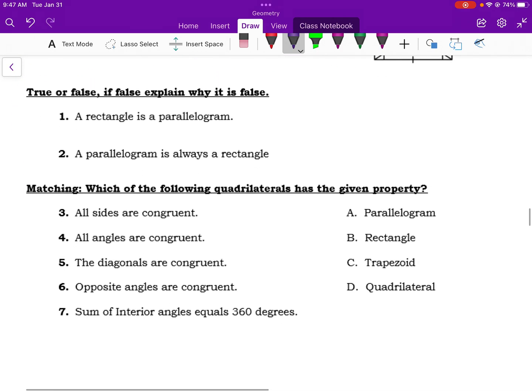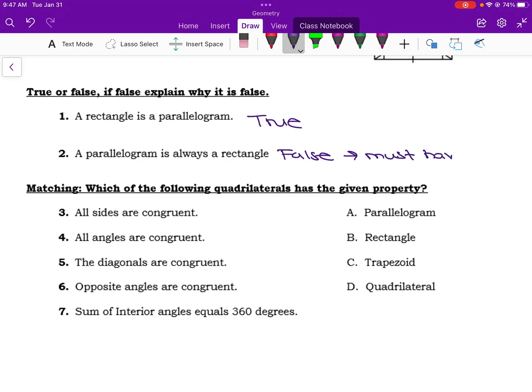Okay. So getting to just logic here. Rectangle is a parallelogram. We said true. By definition, it is literally falling under that umbrella term. Parallelogram, always a rectangle, false. Because if I have a parallelogram without right angles, it's not a rectangle. So it must have 4 right angles in order for it to be a rectangle. But that's not the case of a parallelogram in general.